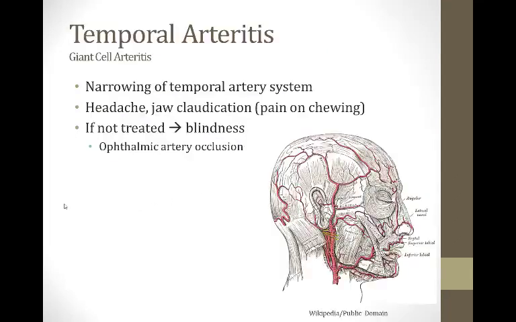Temporal arteritis is also called giant cell arteritis, and this condition involves narrowing of the temporal artery system. So patients get symptoms in the face and head. So they can develop a headache, they can complain of jaw claudication, which is pain on chewing, and the feared complication of this condition is that if it's not treated, it can lead to blindness from occlusion of the ophthalmic artery.